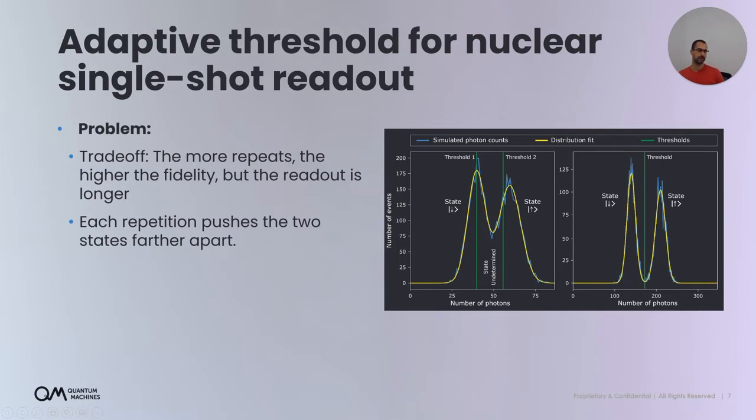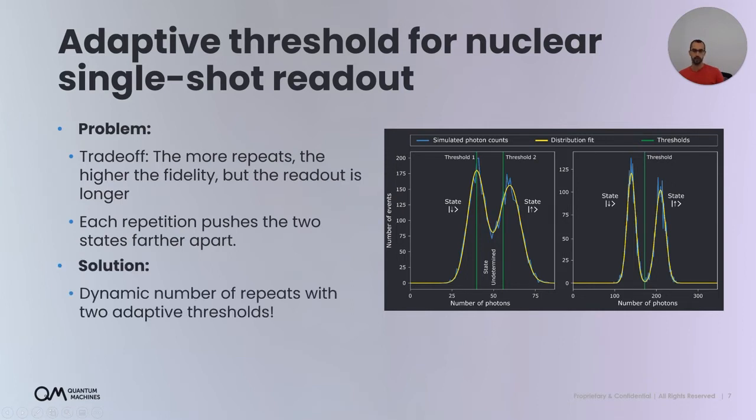However, with the OPX, what we can do is actually use this information and have a dynamic number of repeats with two adaptive thresholds. What do I mean by that? We simply do the 2,000 repeats. If we see a very large or very low number of counts above and below these two thresholds, then we can stop the measurement and just know what the state is. If not, then we do another, let's say 1,000 repeats. The states are being pushed apart, and then we can distinguish them, and we can repeat that until we know which state we are in.